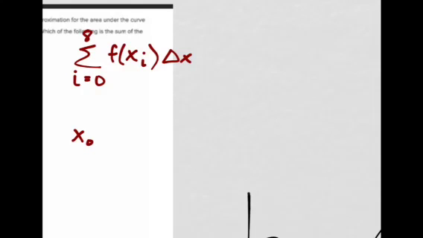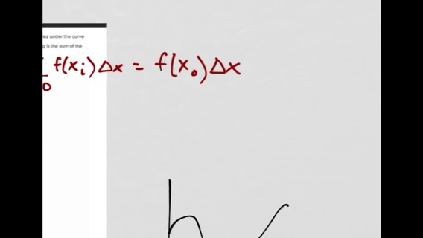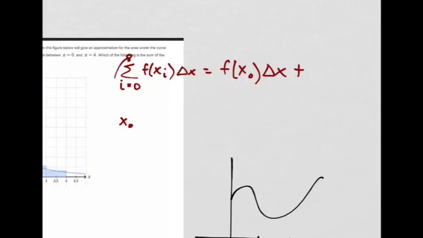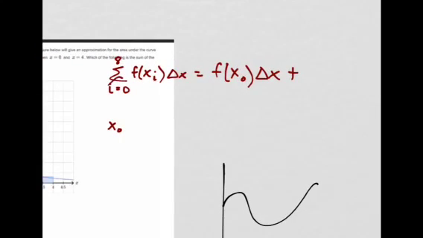This means I'm summing from f of x sub 0. That's when the 0 starts there. Maybe I should have done it from 0 to 7. Whatever, doesn't matter. Times delta x, whatever delta x is. And then plus, because the summation, sigma, means adding up. You add up all these terms while you change the i value, the index.